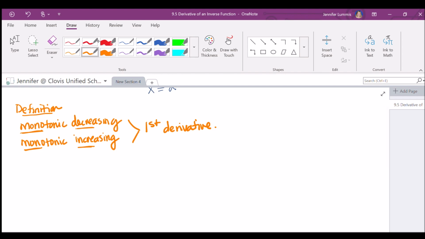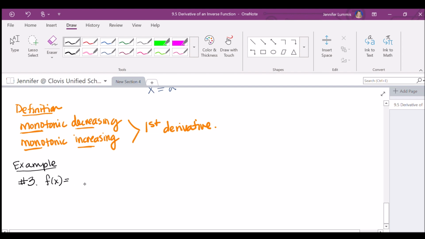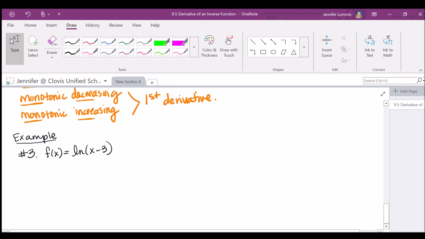I am going to do an example with you here. So we have this natural log of x minus 3. Now, if you remember the graph of a natural log of x, you probably know that this function is always increasing. The minus 3 simply moves the graph to the right 3 spaces. But we can show this by doing our first derivative test.